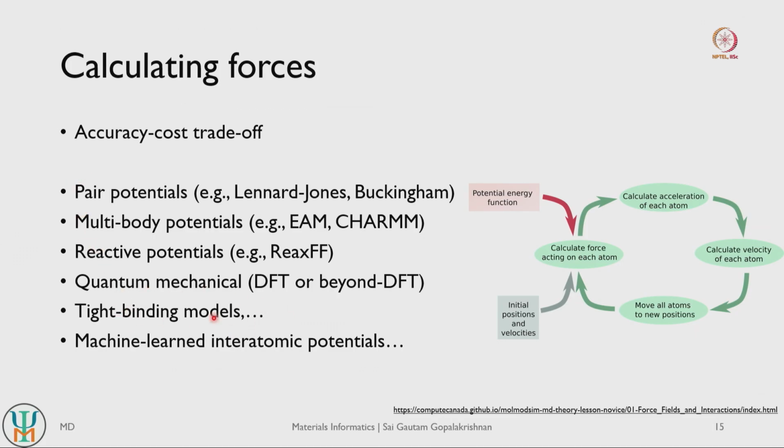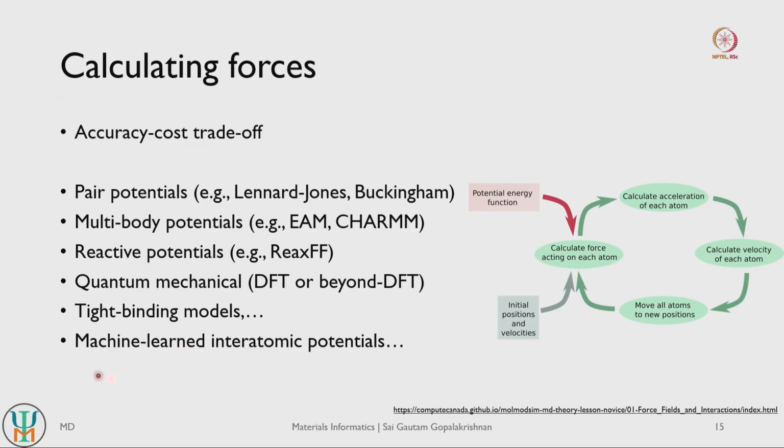So tight binding models can also be used for calculating forces, and you can also use machine learning. So you can infuse machine learning, construct these interatomic potentials or force fields, based on some kind of DFT data. And we'll take a detailed look at machine learned interatomic potentials in the third module of this course in the advanced topics, but the basic idea is that machine learning can act as a bridge between your quantum mechanical tools and your simpler force fields.